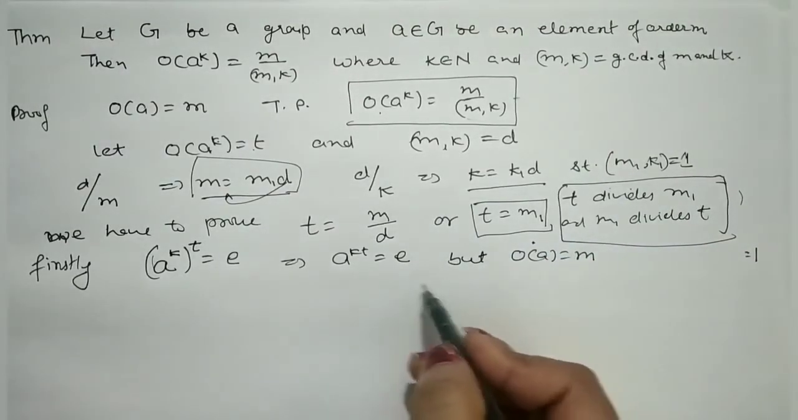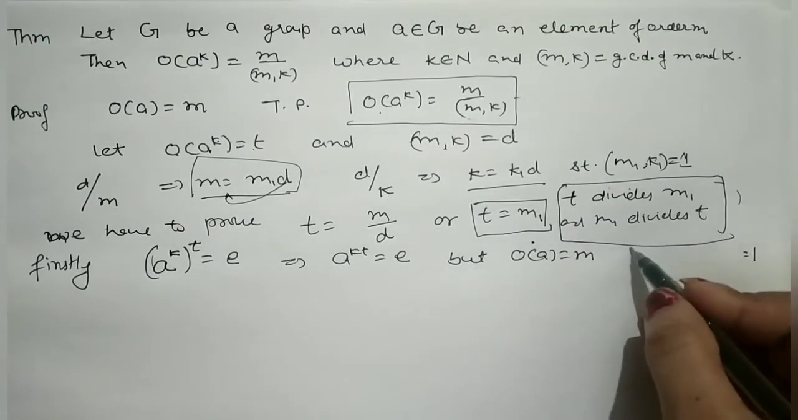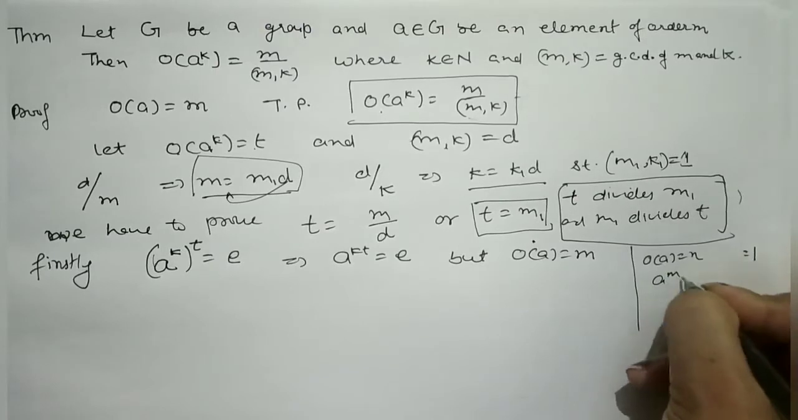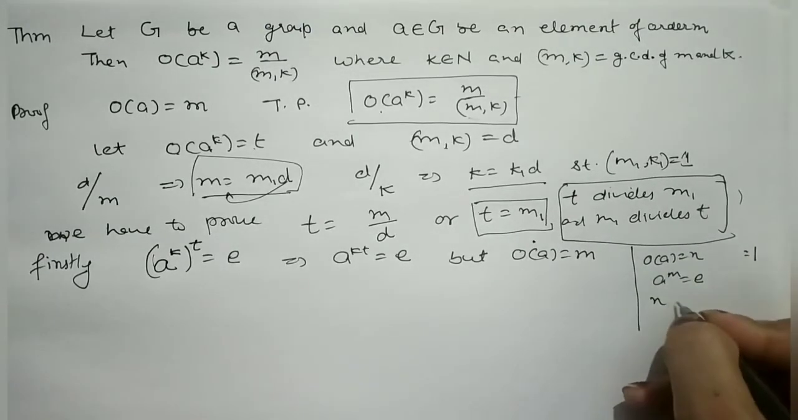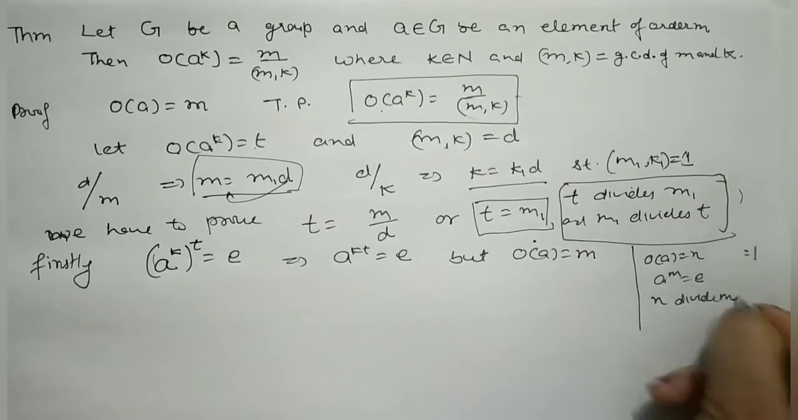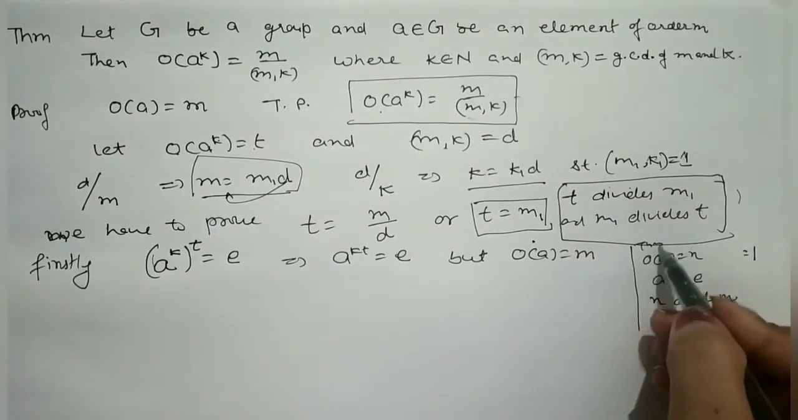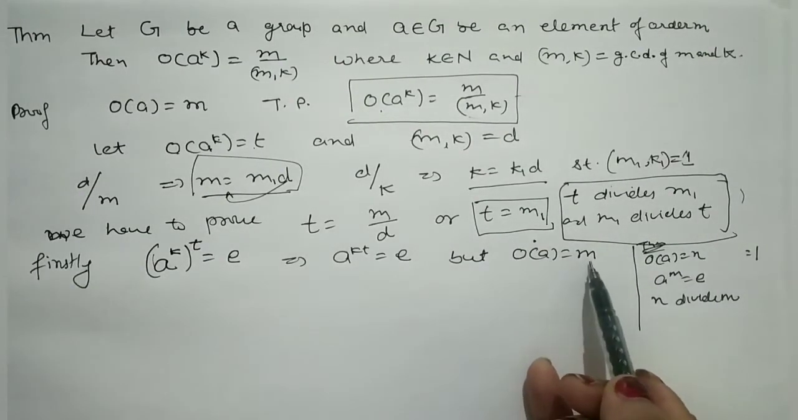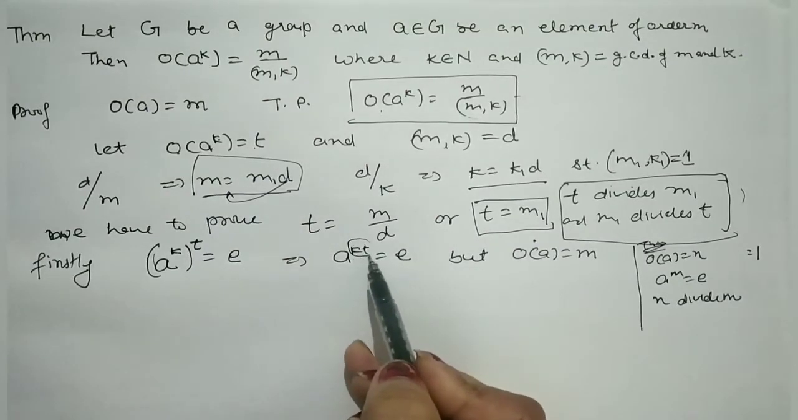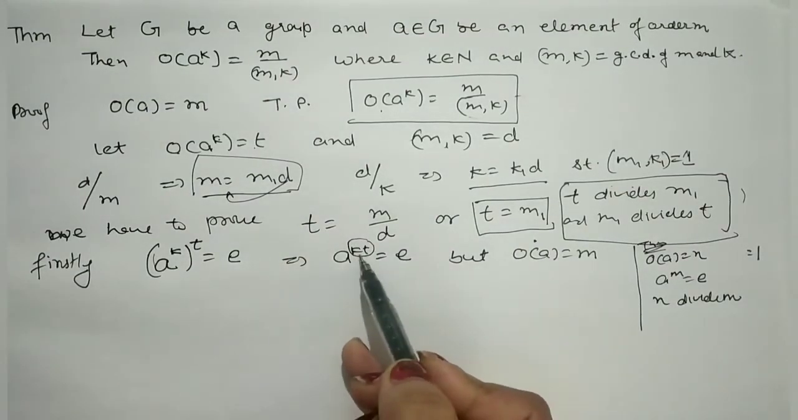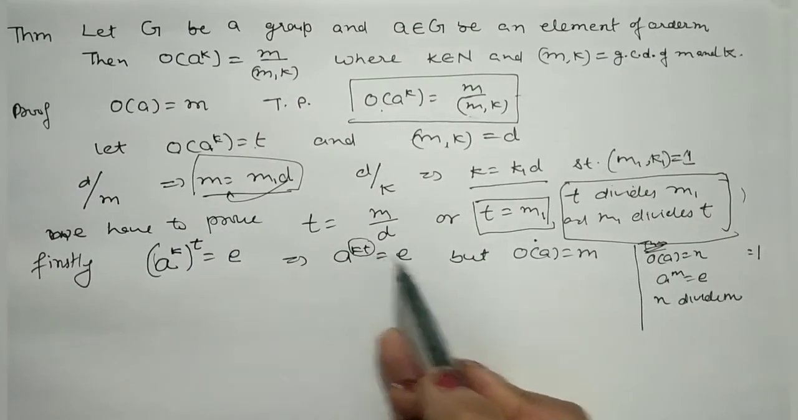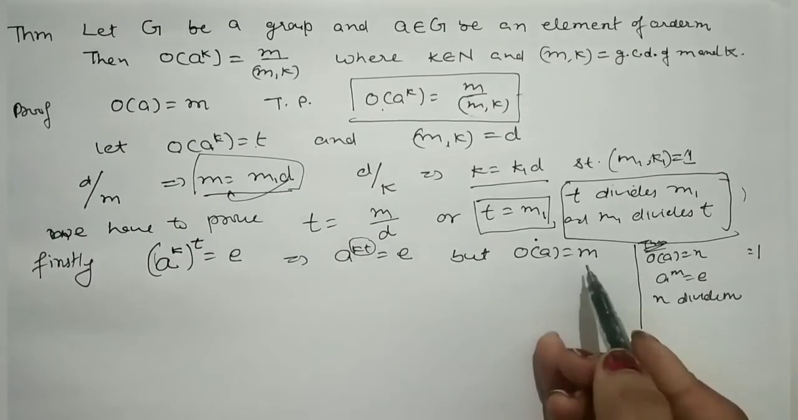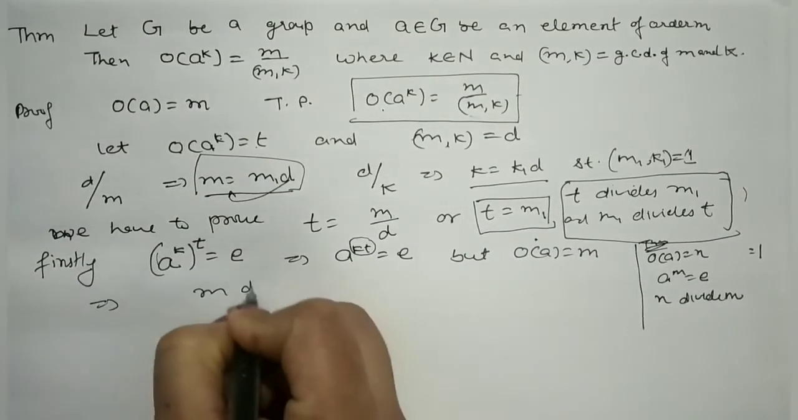And from the last theorem, I remind it here: if the order of a is n and a raised to power m is e, then n divides m. This is what we have proven in the last theorem. So here again the same thing: the order of a is m. There is another number which makes a equal to e, that number is kt. That means the order will divide that number because the order is the smallest number.